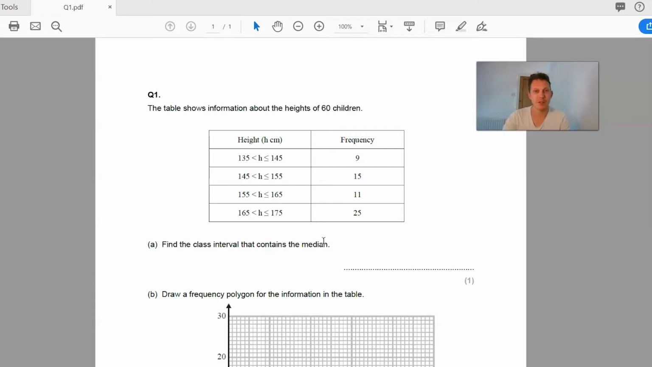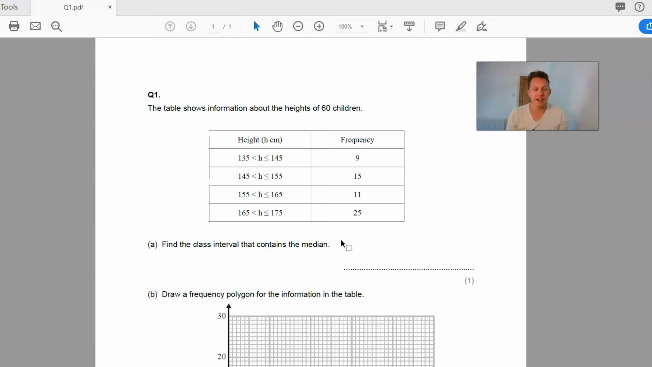Okay, let's do just a bit of terminology. Class interval is just saying which group. Interval means the gap, the range. So what is the gap, the range? So which group here, which range of heights, is the median person in. And remember, median is the middle number. So if we were to line up these 60 people all in a row in height order from smallest to largest, the middle person, they would be the median height.